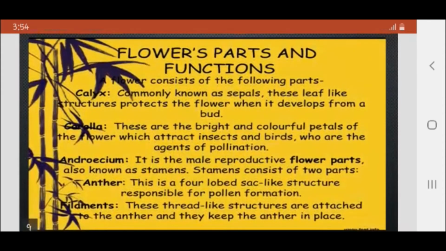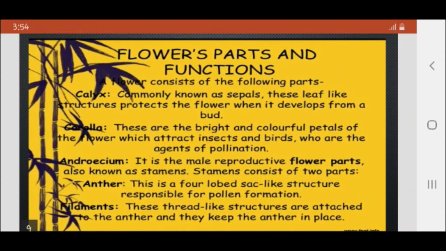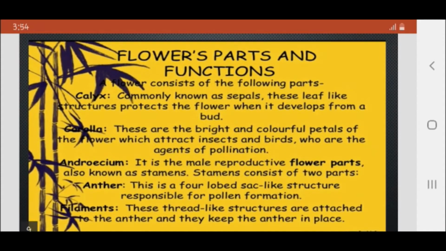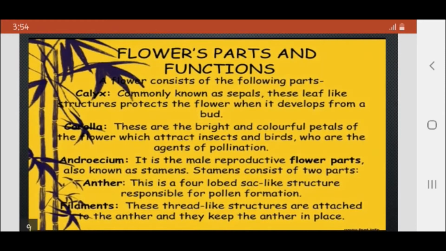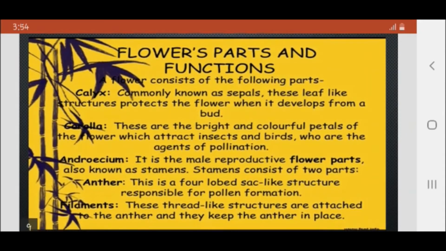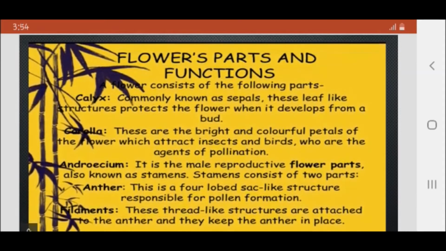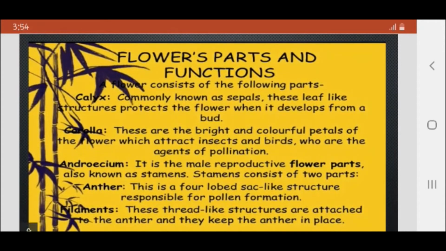Flower parts and function. Flower consists of the following parts. First is the calyx, commonly known as sepal. These leaf-like structure protect the flower when it develops from a bud. Corolla. These are the bright and colorful petals of the flower which attract insect and bird, who are the agent of pollination. Next is the androecium, male part of the flower, which is also called stamen.